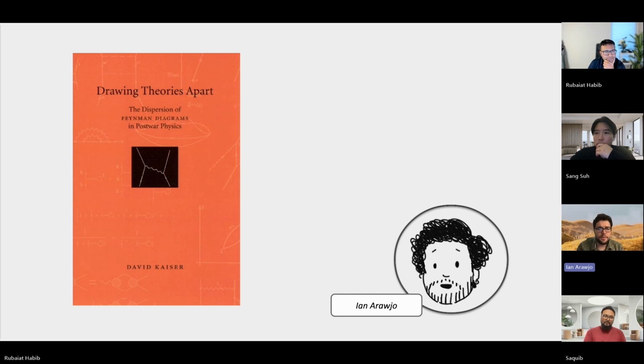One book I really love is Drawing Theories Apart by David Kaiser, which traces how Feynman diagrams in our world, in our reality, spread across the world.